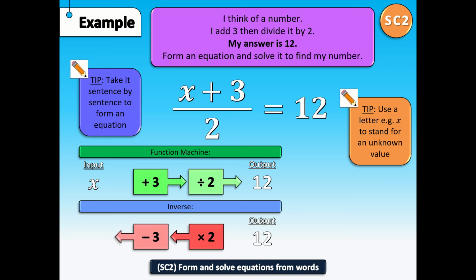So we start with 12. The opposite of dividing by 2 is timesing by 2, and the opposite of adding 3 is taking away 3. So 12 times 2 is 24, and 24 take away 3 is 21. So the number that they originally thought of was 21.